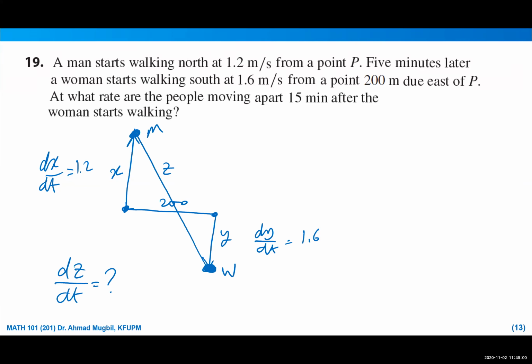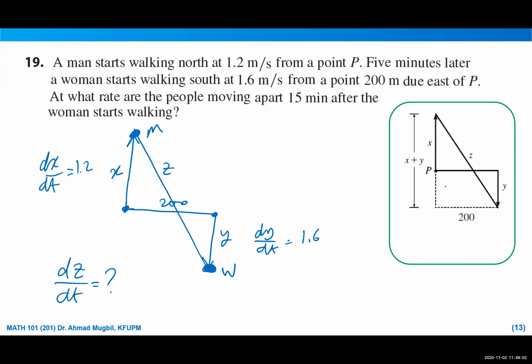So what we will do, ya shabab, you will first of all introduce your notation. X will be what, y will be what. And of course, this will be the figure of the problem. Now we need to find the relationship between X, Y, and Z. How to find it? You need to just do this easy trick. You will have here, ya shabab, a right triangle. Use the Pythagorean theorem. So all of this distance will be X plus Y.